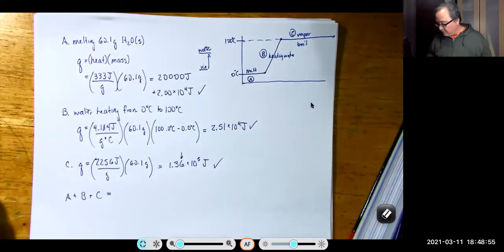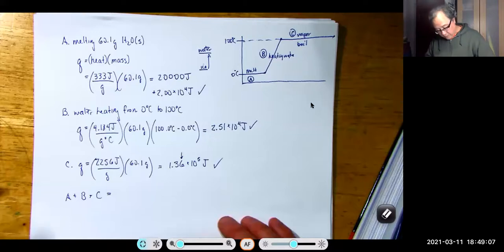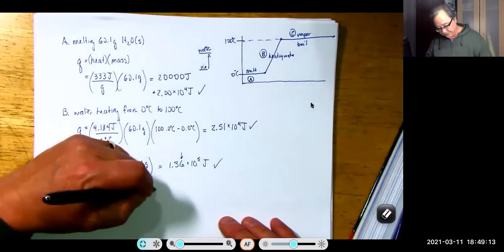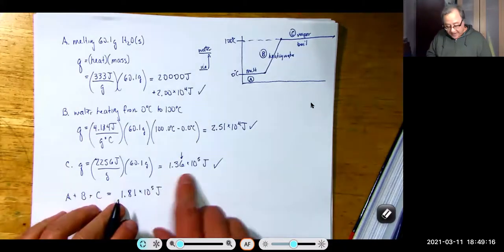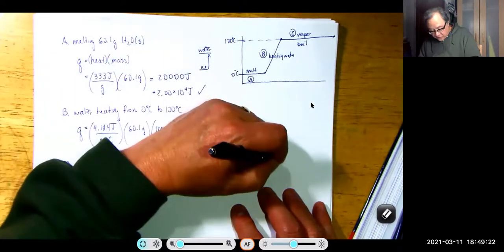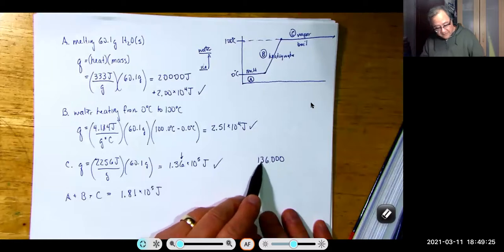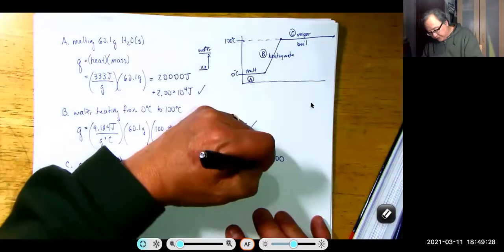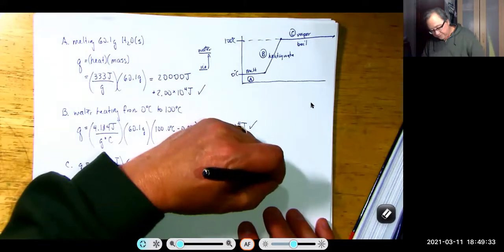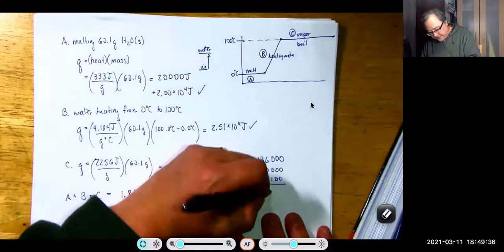Plus 2.51 times 10 to the 4, plus 2 times 10 to the 4. And we get 1.81 times 10 to the 5th joules. If I line these up to add them together, I get like 136,000, so 1, 2, 3, 4, 5. This would be 20,000, and this would be 25,100. So when you add these together, you get the following.